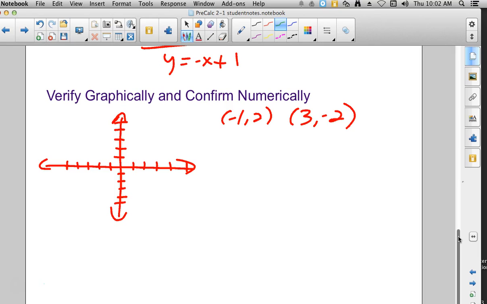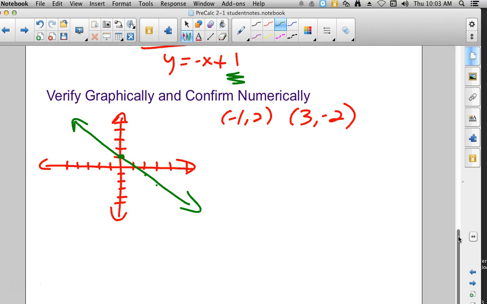So this one would start at 1 because there is our y-intercept back there, and then down 1 into the right one. And like I said, if we're really careful, maybe we could pick this up as negative 1, 2 and 3, negative 2 over here. Or we could use our slope backwards and make sure that that's going to hit there.